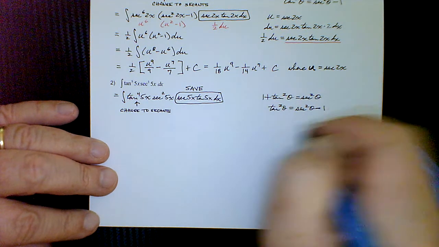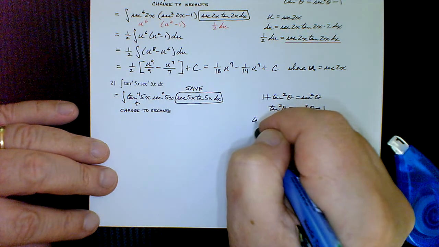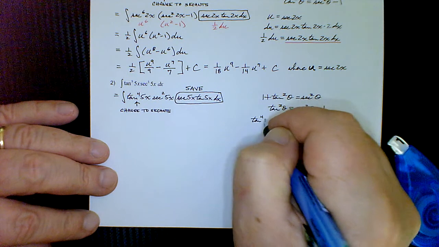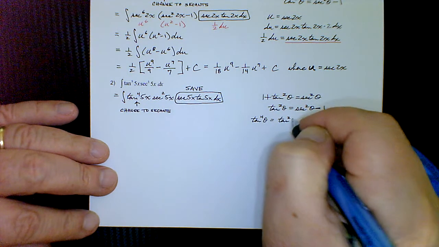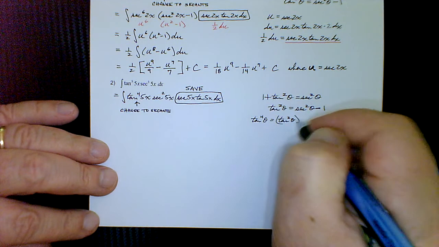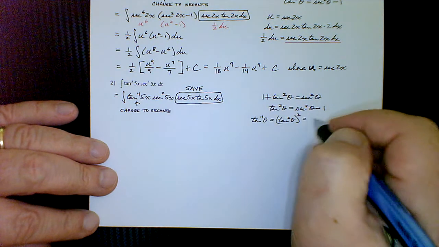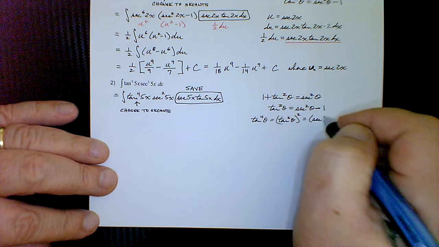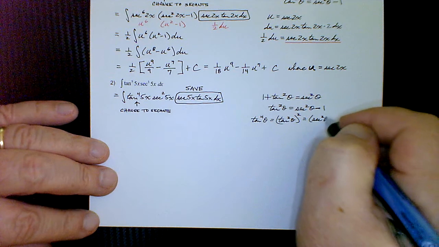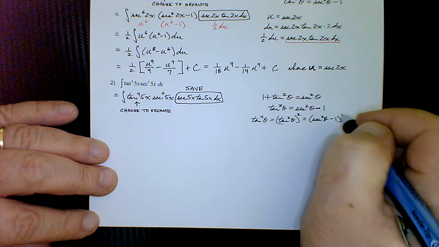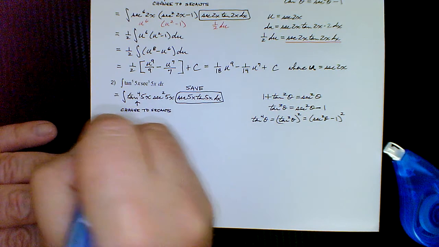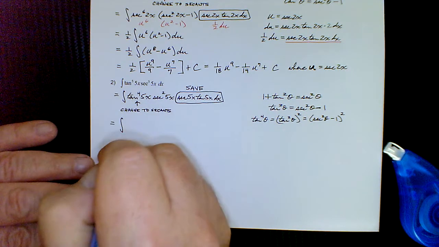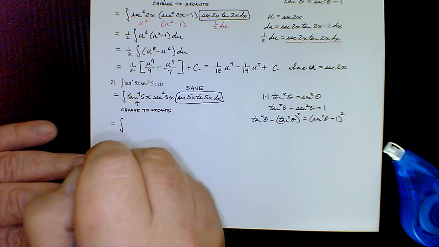So that would be secant squared minus 1. And as we've done in the past, if we need tangent to the fourth, it's the same as saying tangent squared, quantity squared. So equivalent to secant squared minus 1 as a quantity squared. So that's our next move.